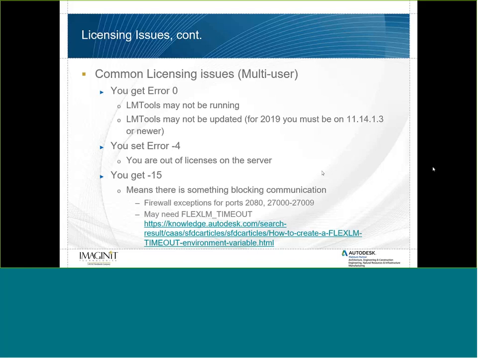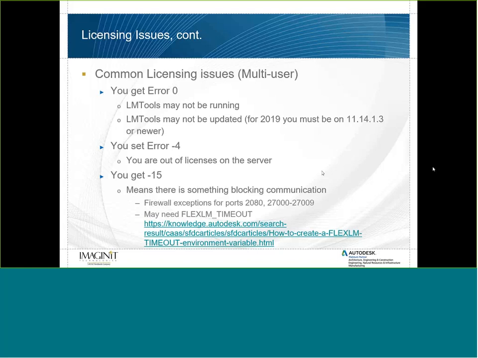And then the actual license transaction between your machine and the server occurs on port 27,000 through 27,009. We want to make sure that we set those for TCP ports, and we want to set that for inbound and outbound traffic to pass that traffic back and forth. Once that's done, usually the -15 goes away.